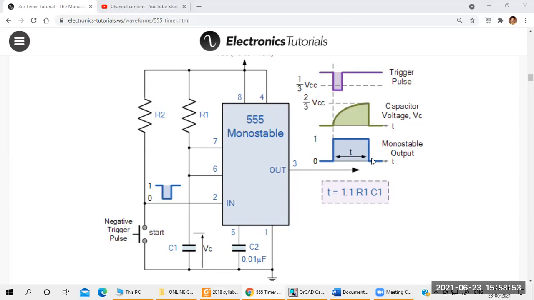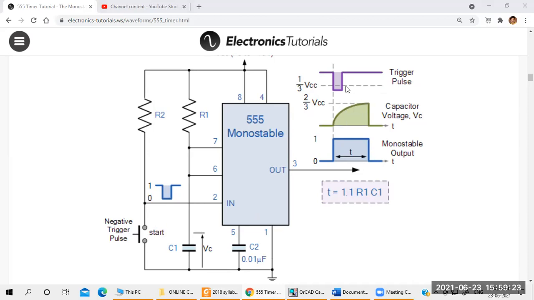See here, what is the operation of this circuit? You take the trigger pulse as an input. Where is the trigger pulse here? That is pin number 2. Pin number 2 is the trigger pulse. Here they have taken a negative pulse. In the negative pulse, suppose the voltage is below 1/3 VCC, then the capacitor starts charging up to 2/3 VCC.